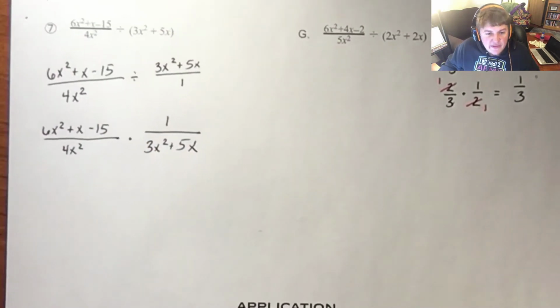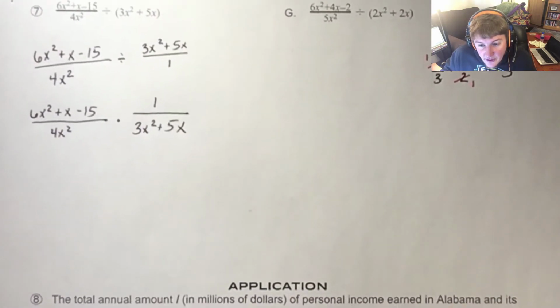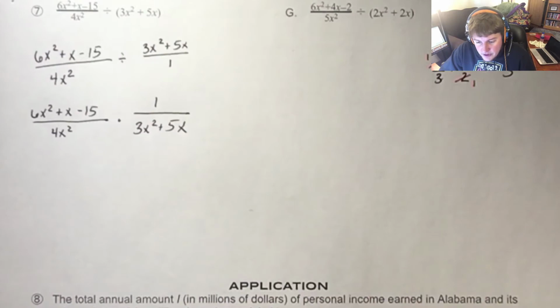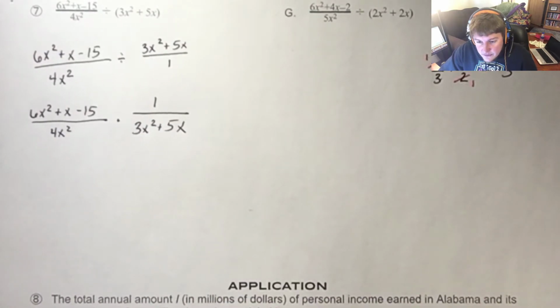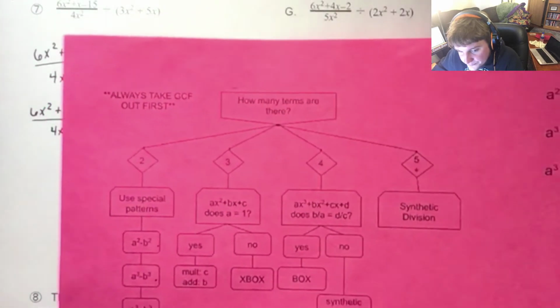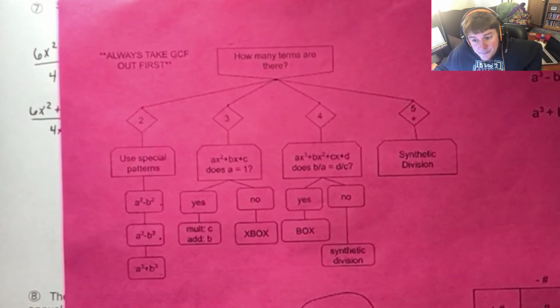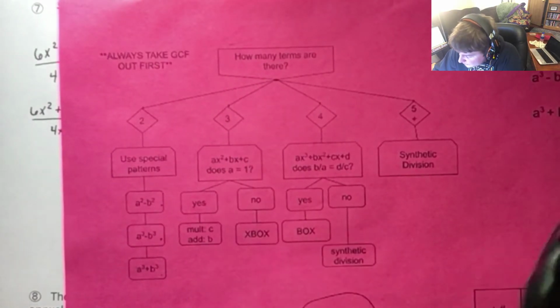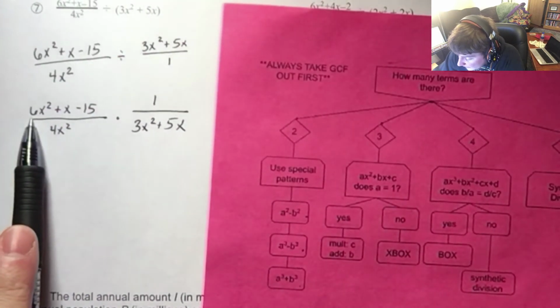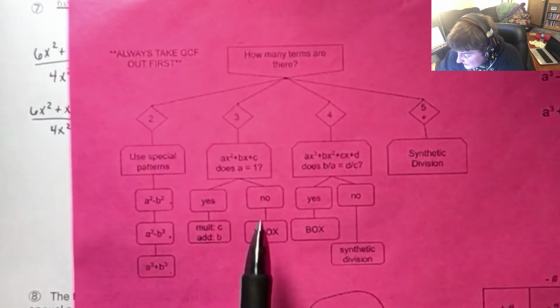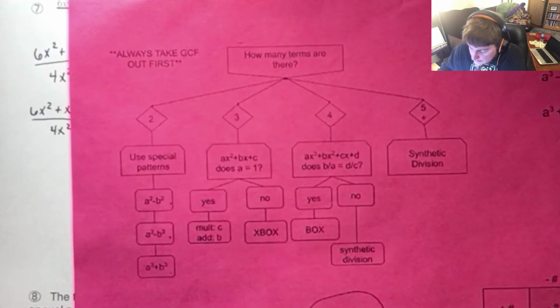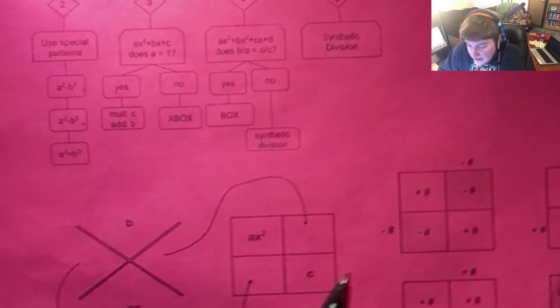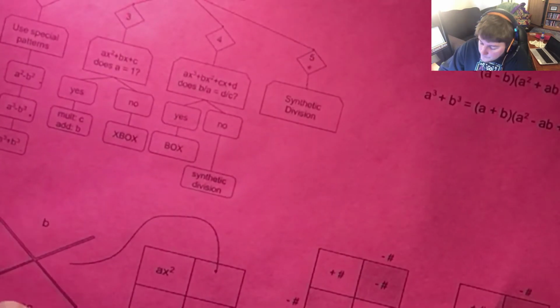Now I'm really glad that we had this problem because here's our first example of this chapter, even though we've gone over it pretty extensively, of a different method of factoring. So let's go ahead and factor 6x squared plus x minus 15. Let's go through our flow chart. How many terms are there? There's 3. Does my a value equal 1? No. In ax squared, my a value is 6, so my answer is no. What do I have to do? The Xbox method.